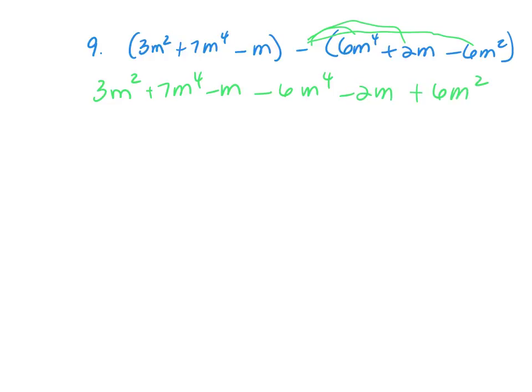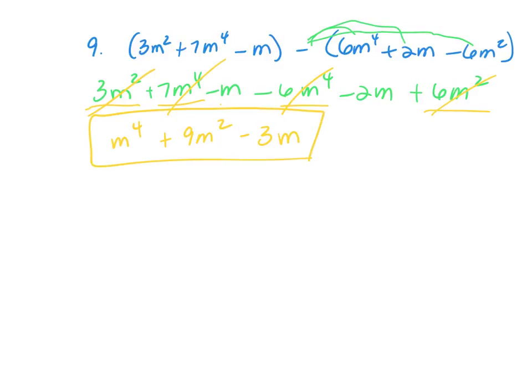Okay? And now you look at things. I always go from the highest exponent down. So we've got the fourth and the fourth. 7 minus 6 is m to the fourth. They're gone. Then I have no thirds, right? And then I have second. 3m squared plus 6m squared is 9m squared. And then the plain m's, negative m minus 2m is negative 3m. And that is your answer.